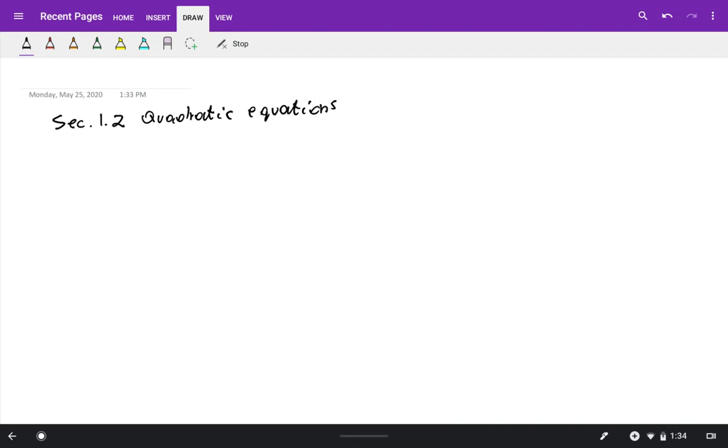Okay, guys, so this is the lecture from section 1.2, quadratic equations. So what we're going to do, I'm going to show you how to solve a quadratic equation using the quadratic formula. We'll do a little bit of factoring. We'll use the square root method, and I will show you how to solve a quadratic equation with the complete the square method. So there are many ways you can solve quadratic equations.